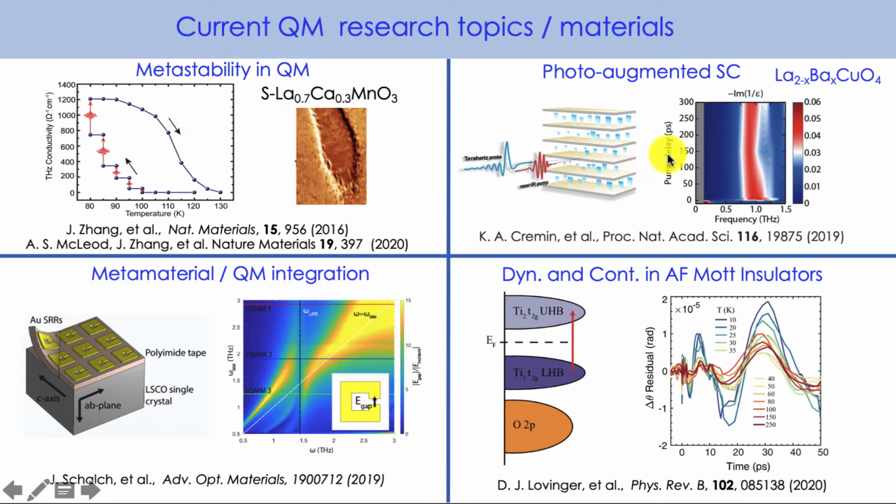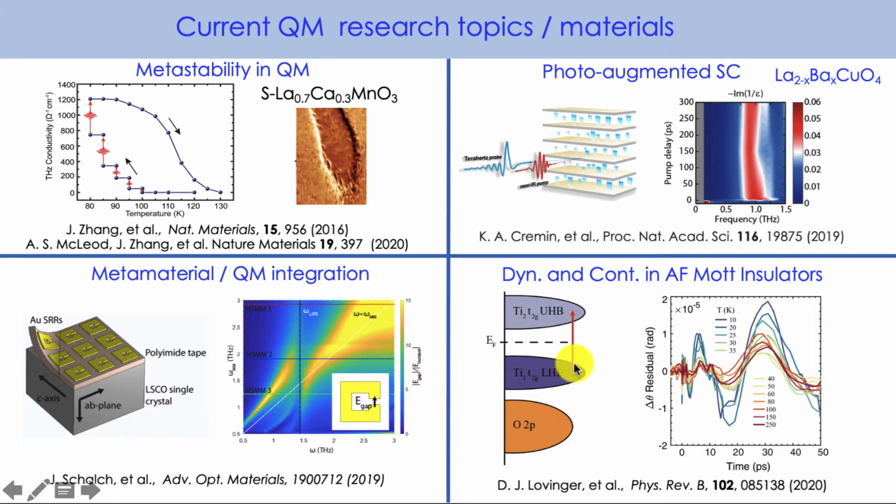Another area that we've been doing work on is trying to manipulate and control superconductivity with light. And we have some evidence that we've been able to do that using short pulses of light. Another area that we're very interested in is this idea of integrating little metamaterials, basically little sub-wavelength circuits, with quantum materials, and trying to look at the coupling between these resonators and the quantum material on which they're placed.